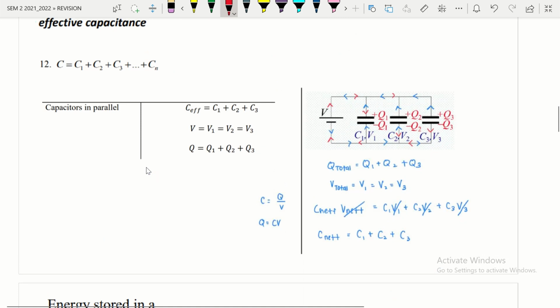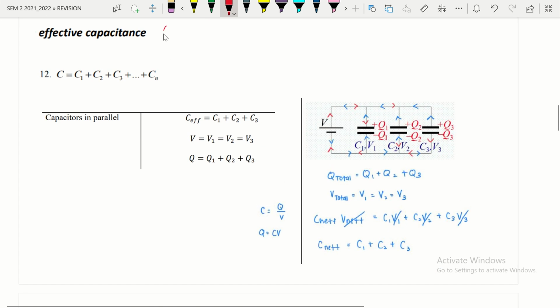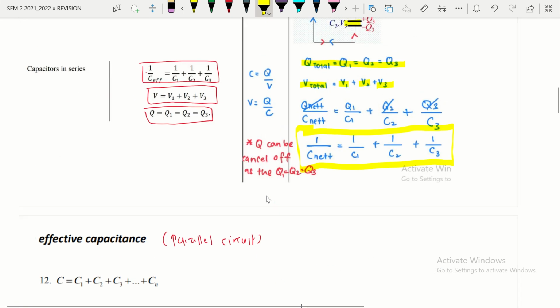Sekarang contohnya kita nak cari effective capacitance tapi untuk parallel circuit. So, parallel circuit maksudnya capacitance awak disusun secara bertingkat. Okey, disusun secara bertingkat. Bila dia disusun secara bertingkat, apa yang sama? Yang sama adalah potential difference dia. Macam mana analogi Miss kasih? Analogi dia awak anggap awak naik satu lift. Ini adalah rumah flat, apartment, condominium. Untuk parallel. Kalau untuk series, rumah teres.